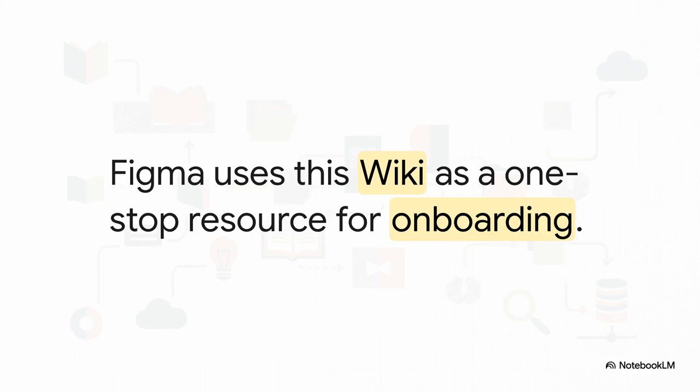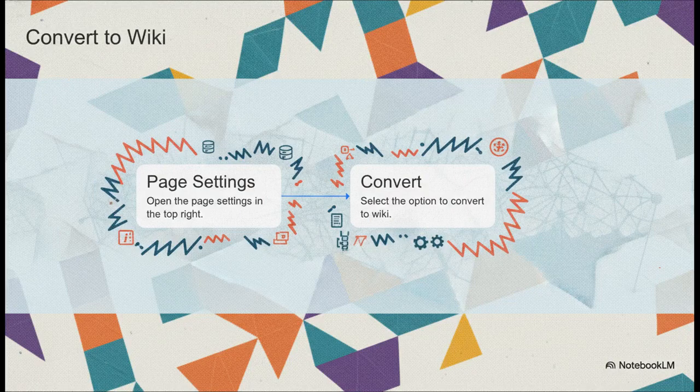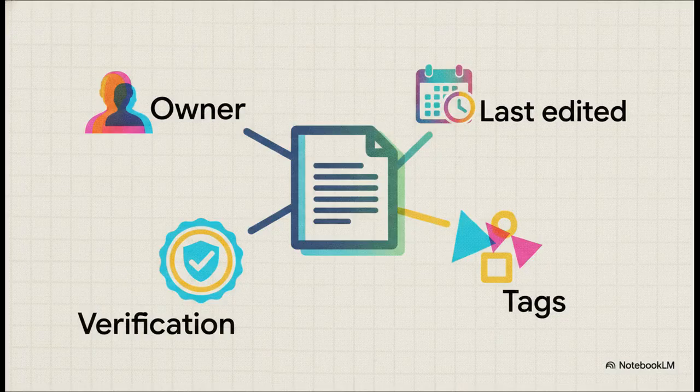Now, to turn a normal, boring Notion page into a wiki powerhouse, you don't need a computer science degree. You just go up to your page settings in the top right corner and hit Convert to Wiki. It is literally that easy, honey. One click, and your document is a database designed to maintain knowledge at scale. Instantly, every single subpage gets these fabulous new properties.